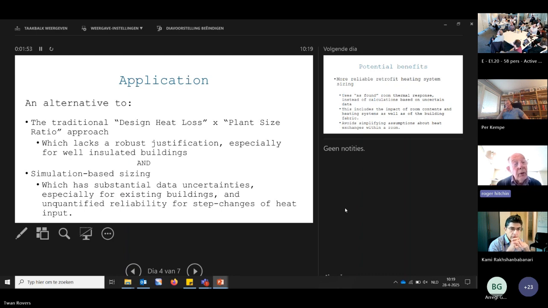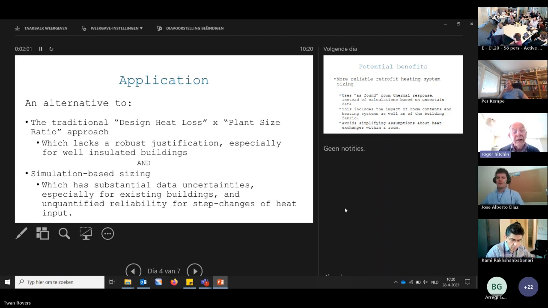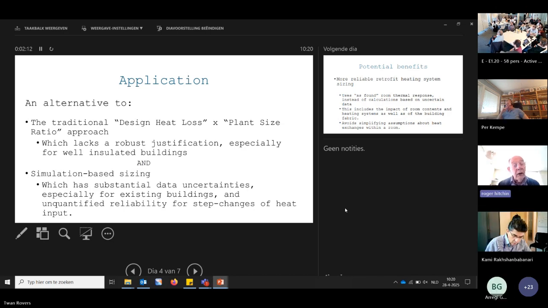Okay, so the reason we want to do this is that there are currently two basic ways of sizing systems. The old traditional one is to calculate the design heat loss and apply something called the plant size ratio, which is just a multiplication factor. That's been used for over 100 years. It's never had any logical scientific basis. People have complained ever since it was first introduced that it's essentially a matter of guesswork and thinking, well, this worked last time, so we'll use it again.